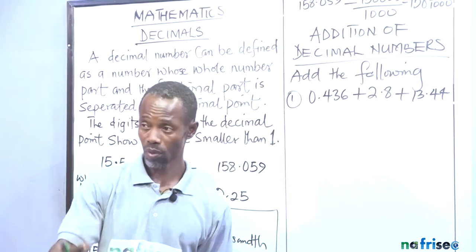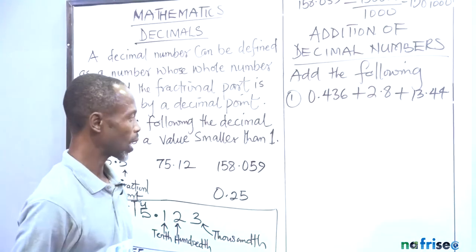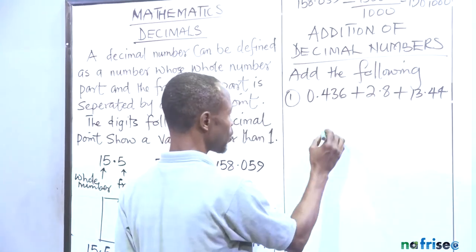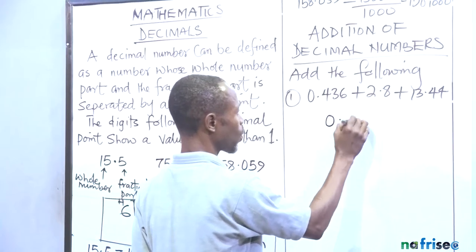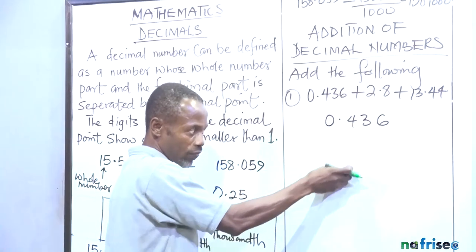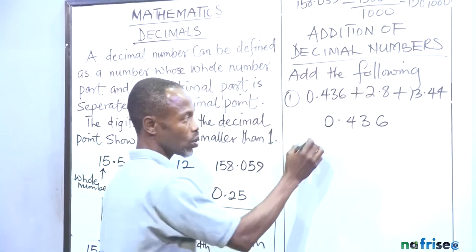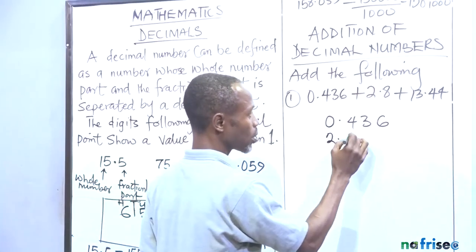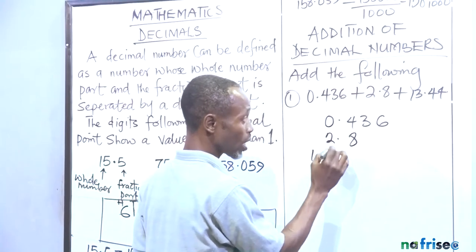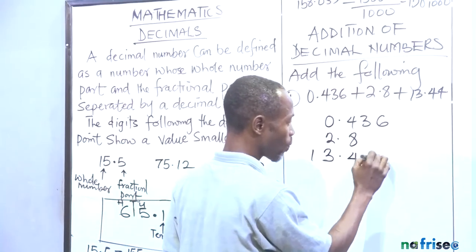I'll write the question, we'll solve it together so that you see practically. Decimal point uses place values too. So if you're going to add this, remember to do this, 0.436. Wherever the decimal point is, all of them must follow accordingly. So here will give us 2.8, while this will give us 13.44. Don't make mistake of it.